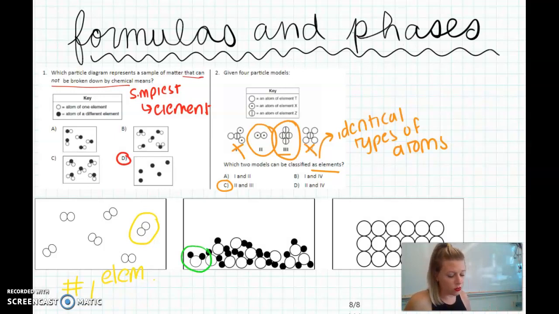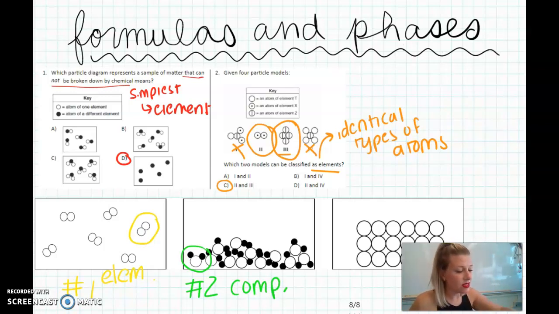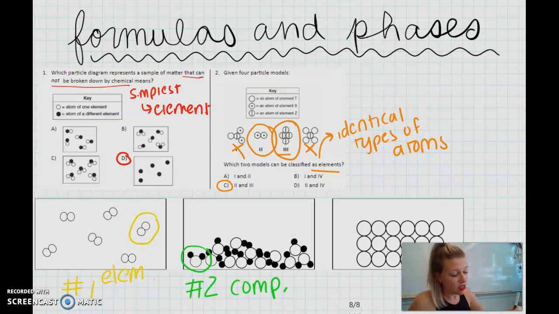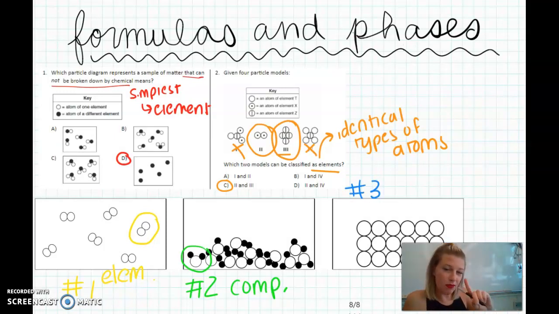Okay, taking a look at particle diagram number 2 here, notice that we have this molecule repeating, and within that molecule we have 2 types of atoms. Therefore, in particle diagram number 2 here, this has to be a compound. Okay, and then in particle diagram 3, notice that again, we have only 1 type of repeating atom. Therefore, for particle diagram number 3, if we have only 1 type of atom present, it is going to be an element.